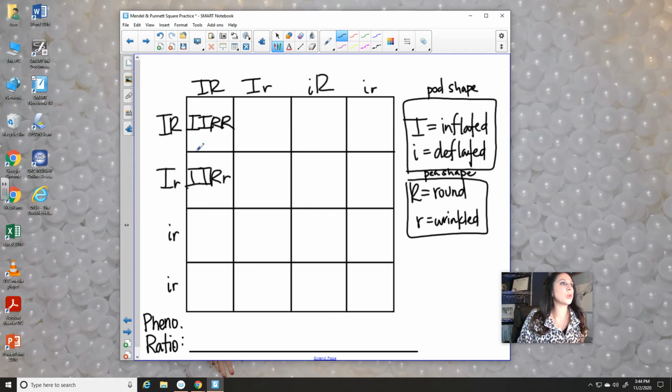All right, next we're going to drop and slide our I's, but this time we want to put the big I first before the little I. So big I, little I. And then again, we have a big R and a little r, so we're going to put the big R first, and then the little r. Last, we're going to drop our big I, slide this little I over, and then we want to drop the big R and then slide the little r.